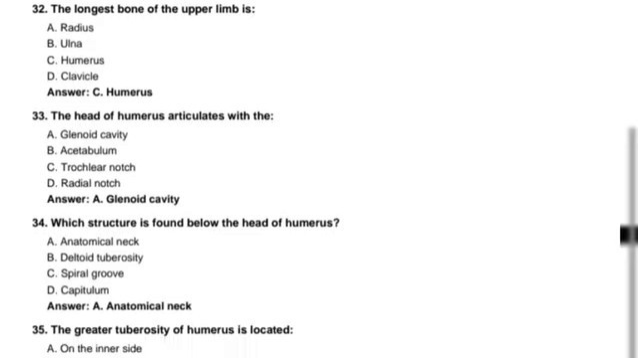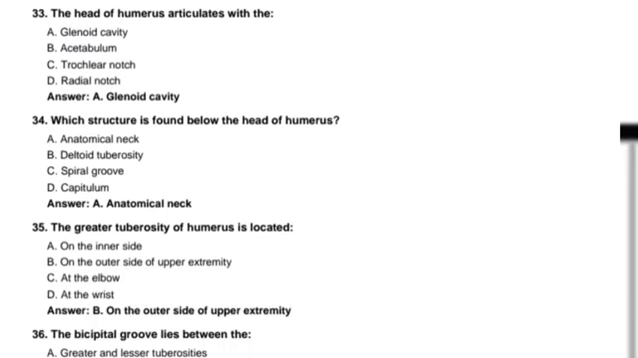Question number 32. The longest bone of the upper limb is option A. Radius. Option B. Ulna. Option C. Humerus. Option D. Clavicle. The right answer is option C. Humerus.